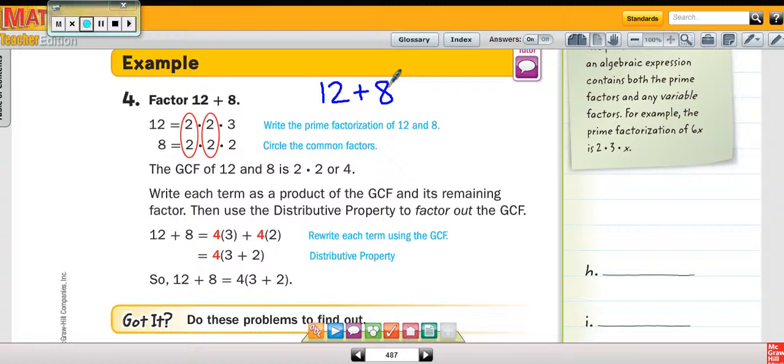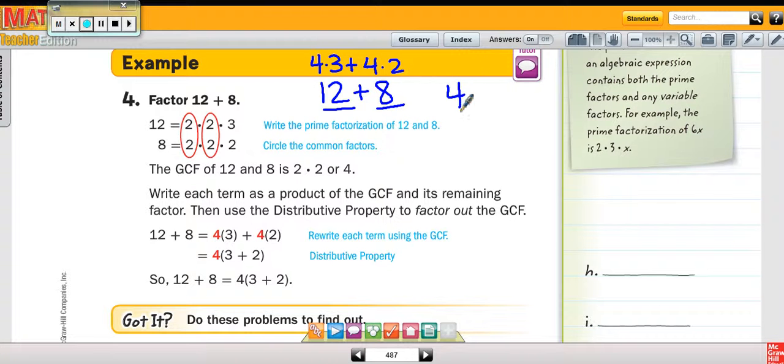Pencil should be in hand. I know it's there, but you might want to do it with me since you've done this. Okay, if we have 12 plus 8, what they want me to do is factor out a common factor. What is the greatest common factor of 12 and 8? Dawson? 4. So what we're going to do is break this apart into factors of 4. So this really means 4 times 3, and this means 4 times 2.